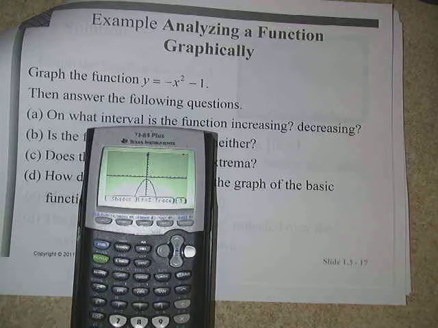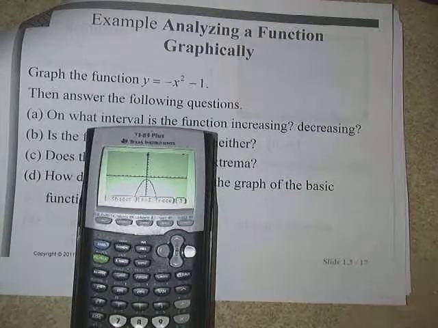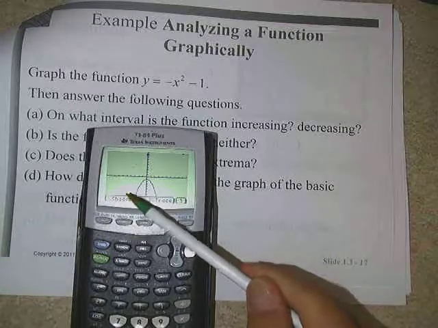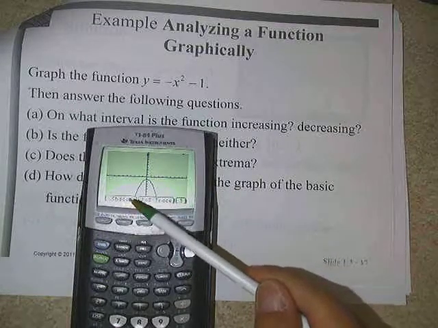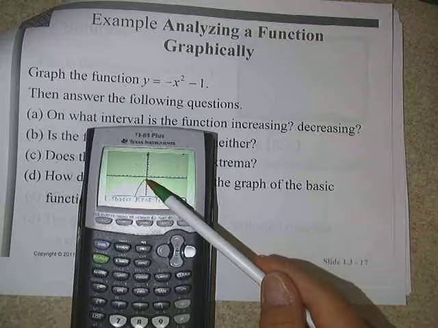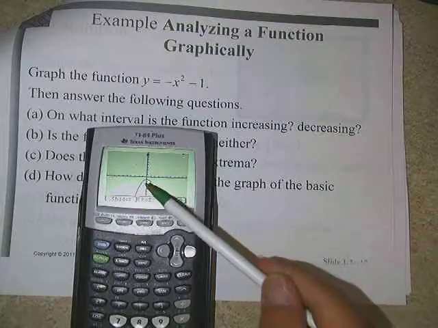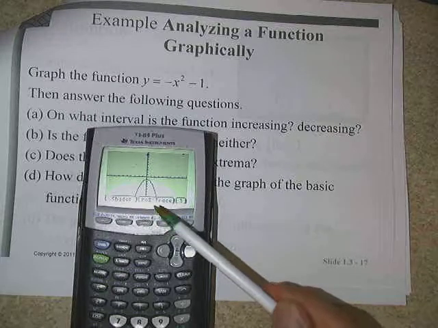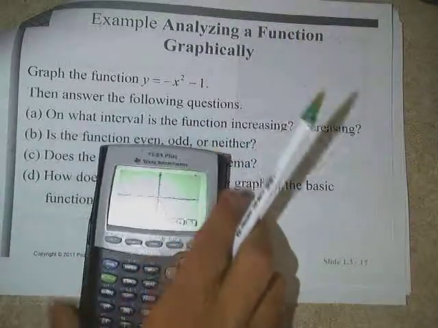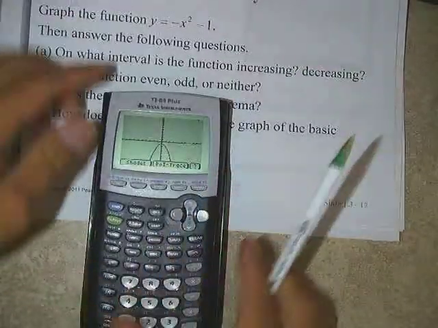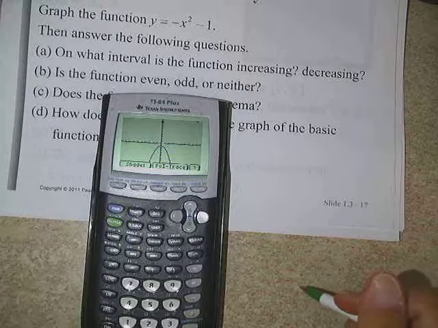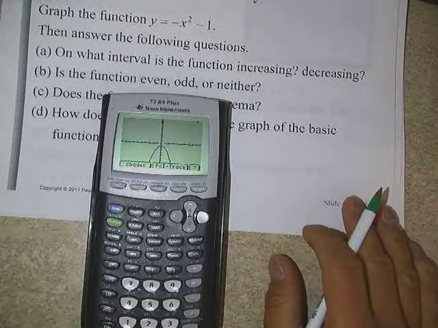One question we might be asked here is which of our parent functions, or which of our 12 basic functions, this one would be a variation of. What does this one look the most like? Yeah, the squaring function. It looks most like x squared, doesn't it? And like I said, this is just a variation of the x squared function. So on what interval are we increasing and decreasing? Well, it looks like we're increasing over on this side. So we say we're increasing from negative infinity to 0. And then we're decreasing from 0 to infinity.